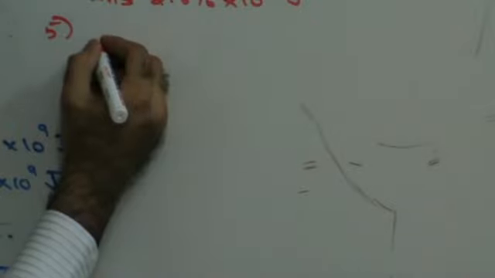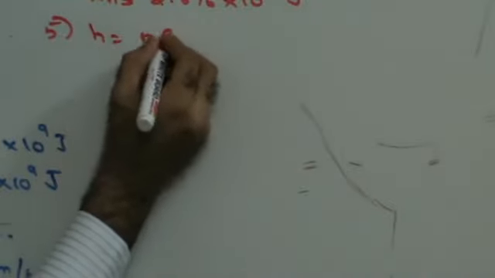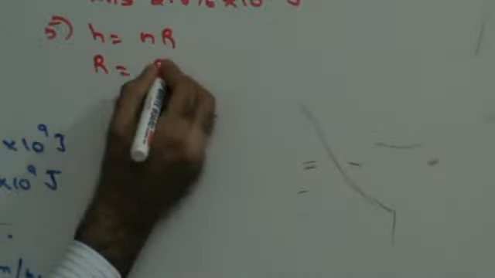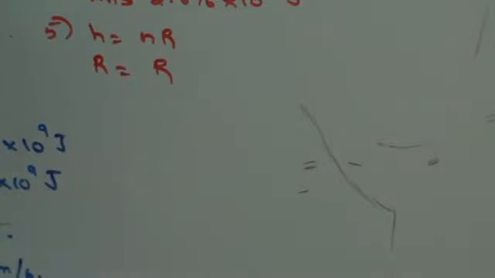A body is raised to a height of nr from the surface of the Earth of radius r.